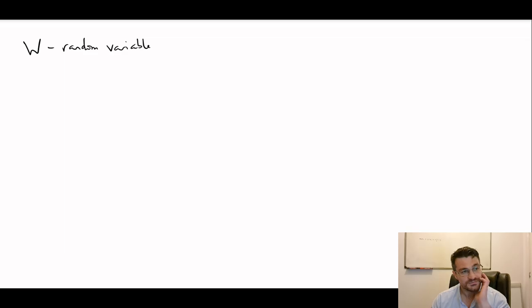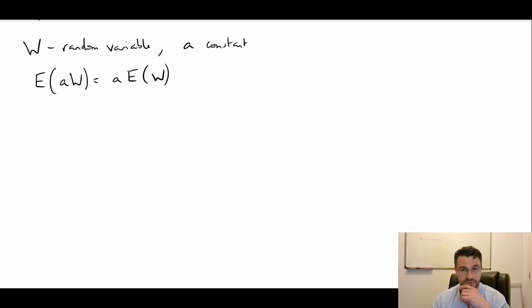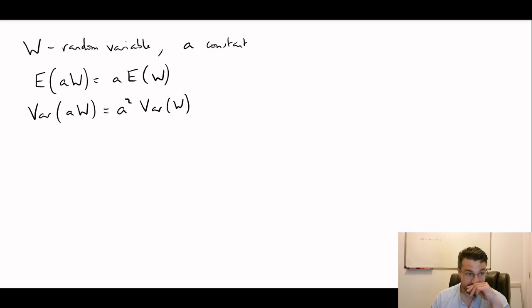Let a be a constant, then the expectation of a times W is equal to a times the expectation of W. And the variance, and you've got to be careful with this one, the variance of a times W is equal to a squared times the variance of W. It's not equal to a times the variance of W. This is because expectation is linear, variance is not.